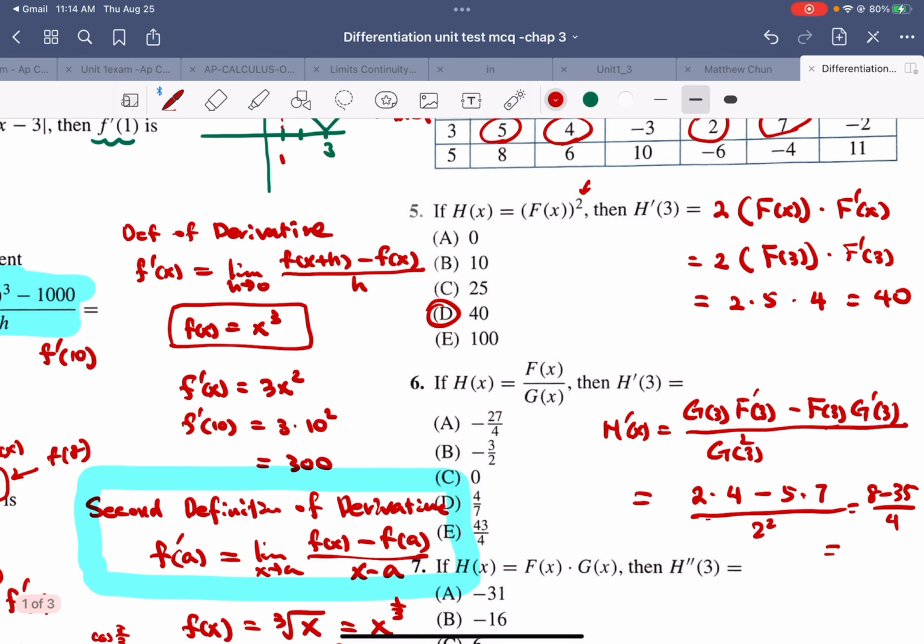So 8 minus 35 over 4. If you compute 8 minus 35, which is negative 27 over 4. Answer A. Okay, that's how you're going to do it.